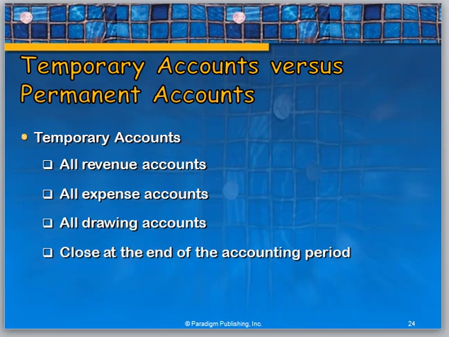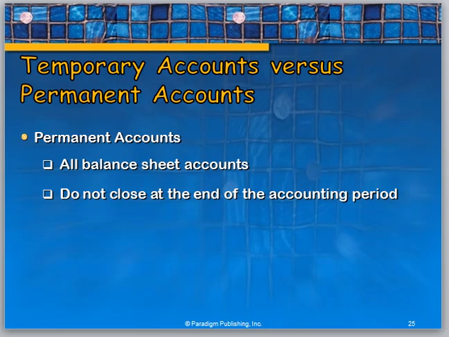So, in looking at temporary accounts versus permanent accounts, all revenue accounts are temporary, all expense accounts are temporary, and all drawing accounts are temporary. All temporary accounts close at the end of the accounting period. Permanent accounts are the accounts on the balance sheet. And if you remember, on the balance sheet we have assets, liabilities, and owner's equity accounts. Permanent accounts do not close at the end of the accounting period.